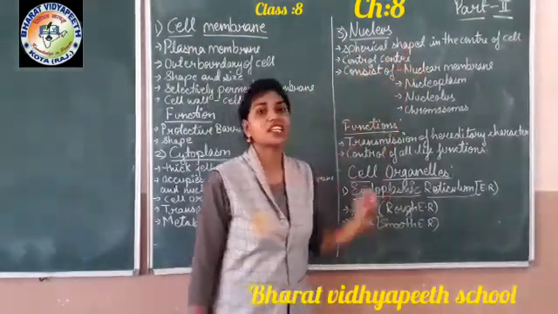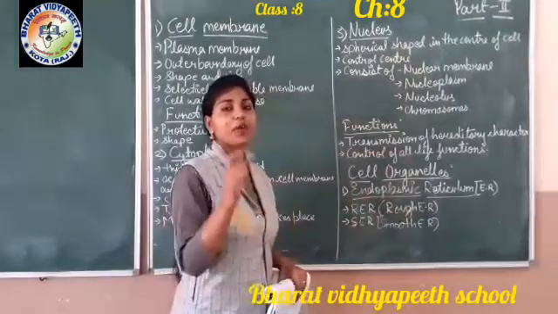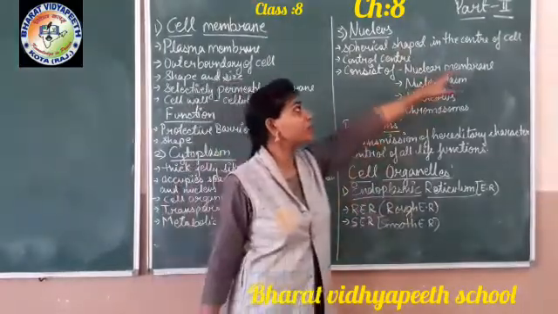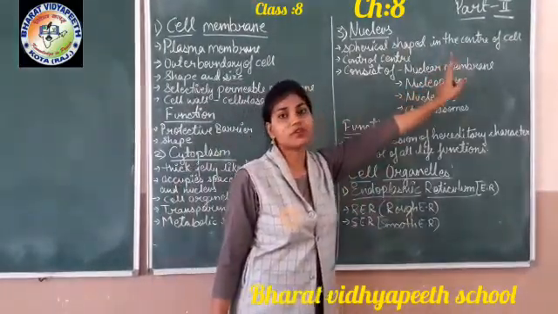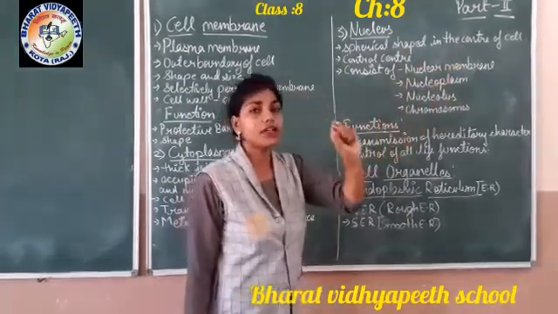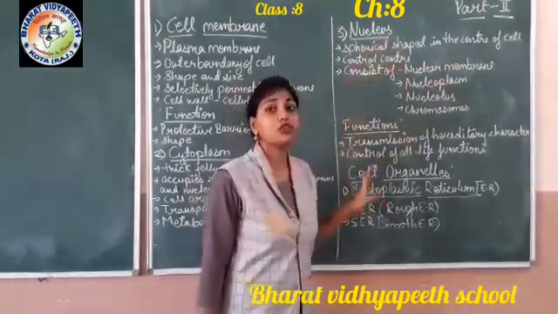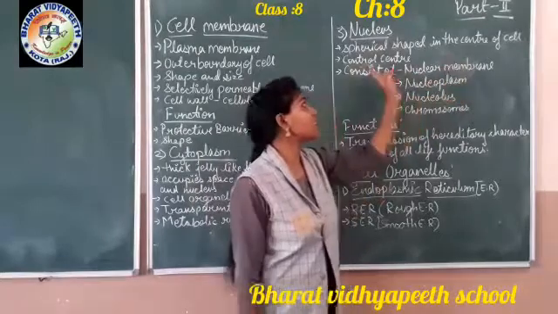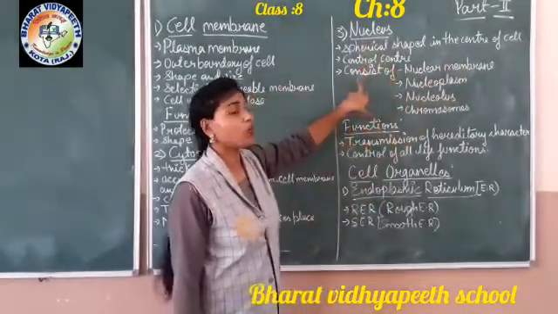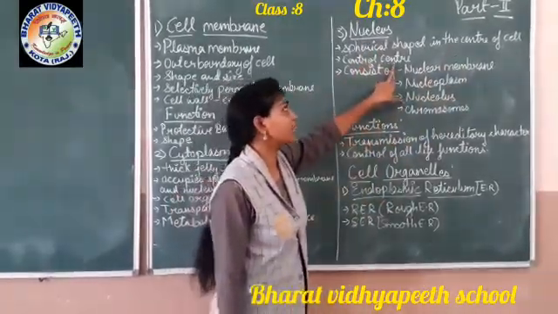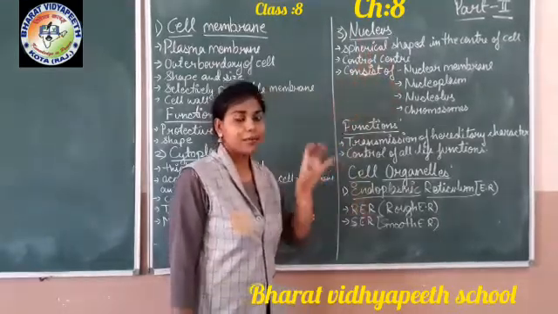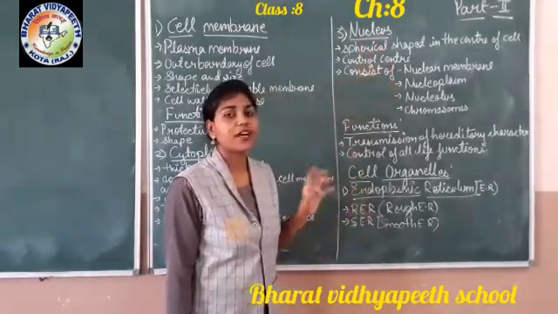The nucleus is a round or spherical shape present in the center of the cell. The center part of the cell is known as the nucleus. What does it do? It controls the cell. All the processing that takes place in the cell is controlled by the nucleus.